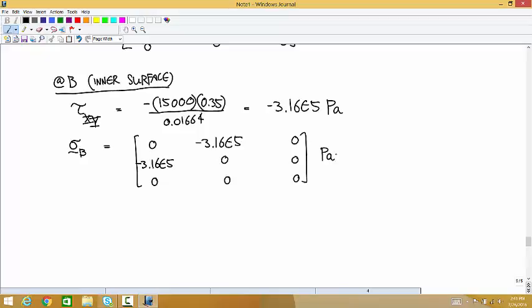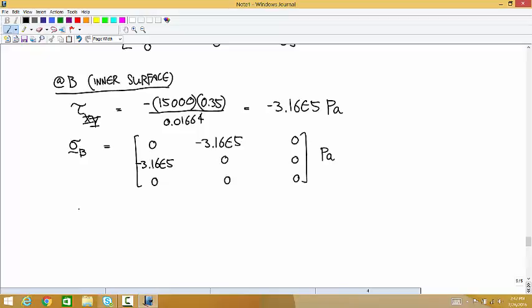Notice that these answers aren't really that great. There's a pretty fair percentage difference between the answer we got with the thin-walled approximation and the answers that we got using the circular. That's because this wall really isn't that thin. We're not going to do this calculation, but let me tell you what would happen.